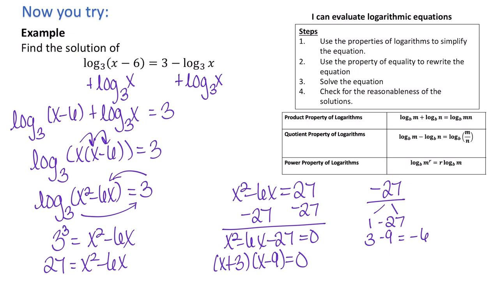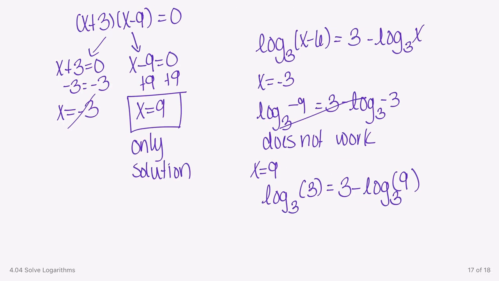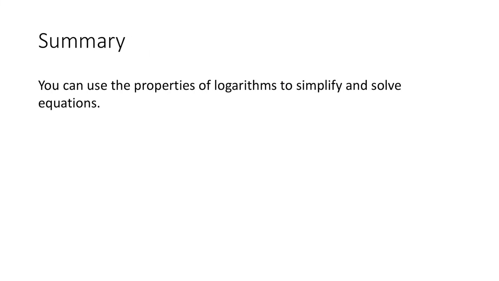So now I can rewrite this in exponential form, which gives me 3 cubed equals x squared minus 6x. So that's 27 equals x squared minus 6x. So when I solve that quadratic equation, it gives me two solutions. I have x equals -3, x equals 9. If I plug back into the original log, plugging in x equals -3 gives me some negative values, so it won't work. So x equals 9 is the only solution that I can use. So remember that you can use the properties of logarithms to simplify and solve equations.